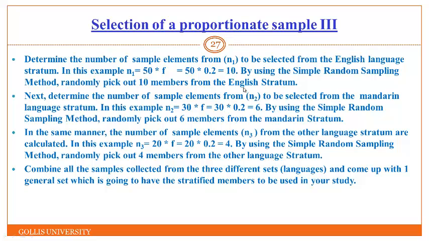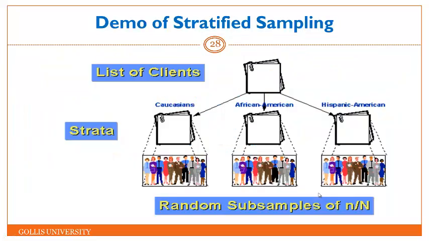And when I add 10 plus 6 plus 4, it will give me 20, which is exactly the number that I need for my target sample. I will combine all the samples collected from the 3 different sets of languages and come up with one general set, which is going to have the stratified members to be used in your study. So simply, that is how you develop your stratified sample.